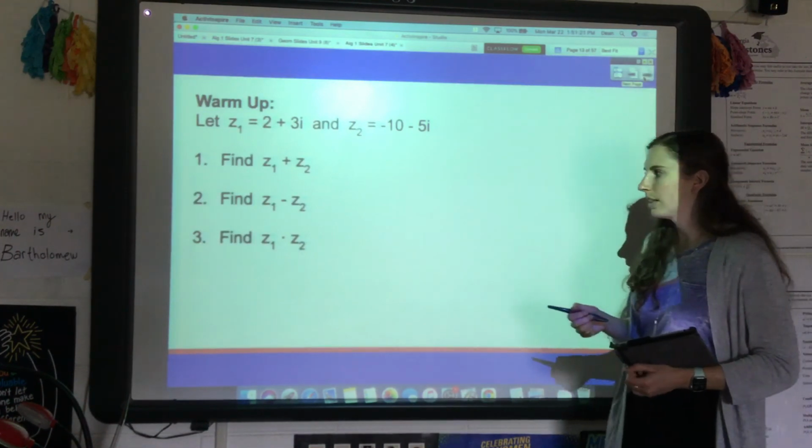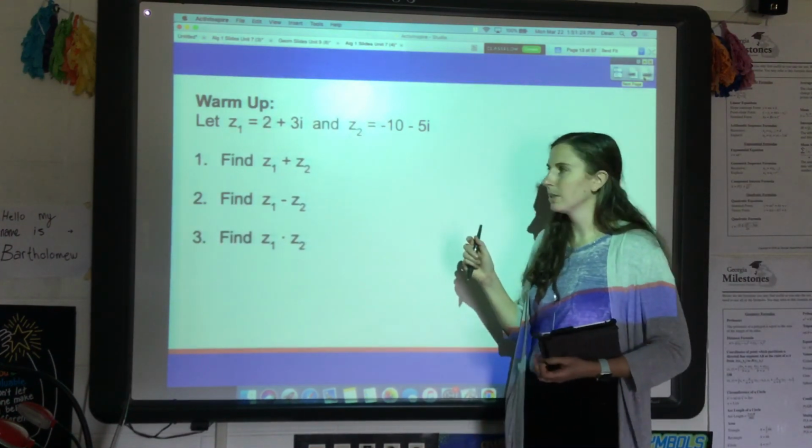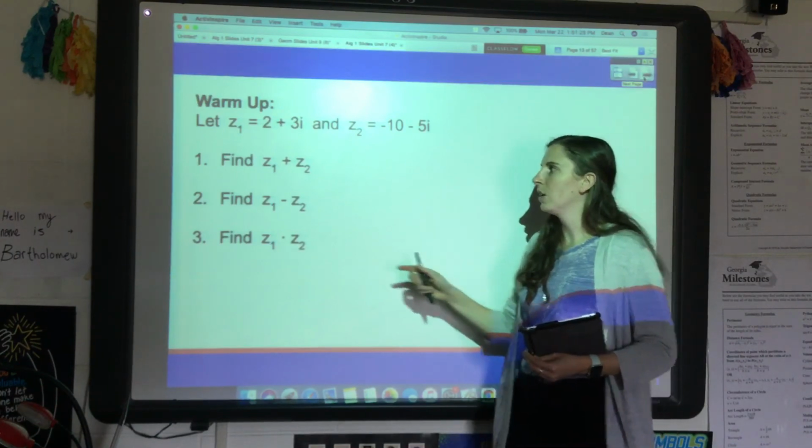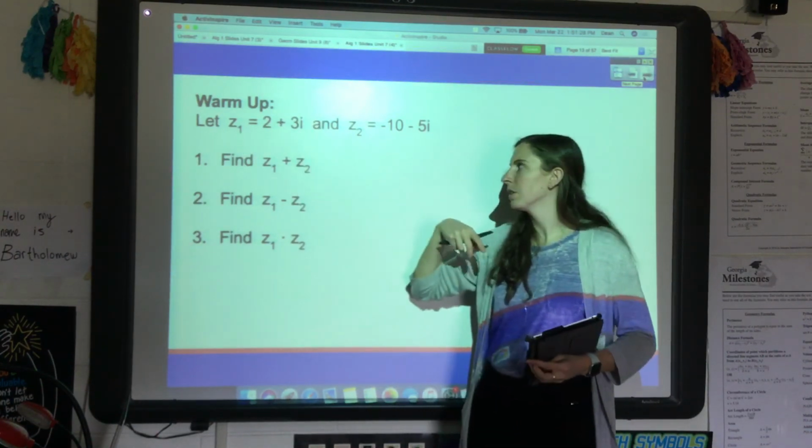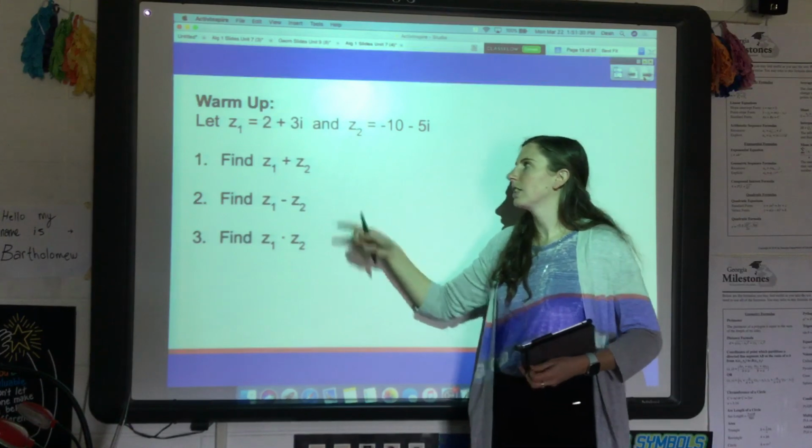All right, also I do want to mention, I'm not going to do this problem, but sometimes imaginary numbers are represented with z's or complex numbers. So if you ever see something like this, it's just giving them a name.